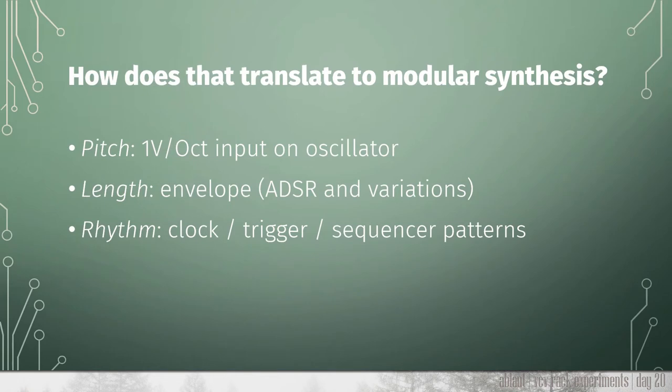Talking about pitch, we have an oscillator. An oscillator is a module that generates sound. It oscillates, it vibrates, that's what a sound is. But how high or low this sound is, that usually depends on an input, which is labeled 1 volt per octave. So this voltage is generated somewhere else.